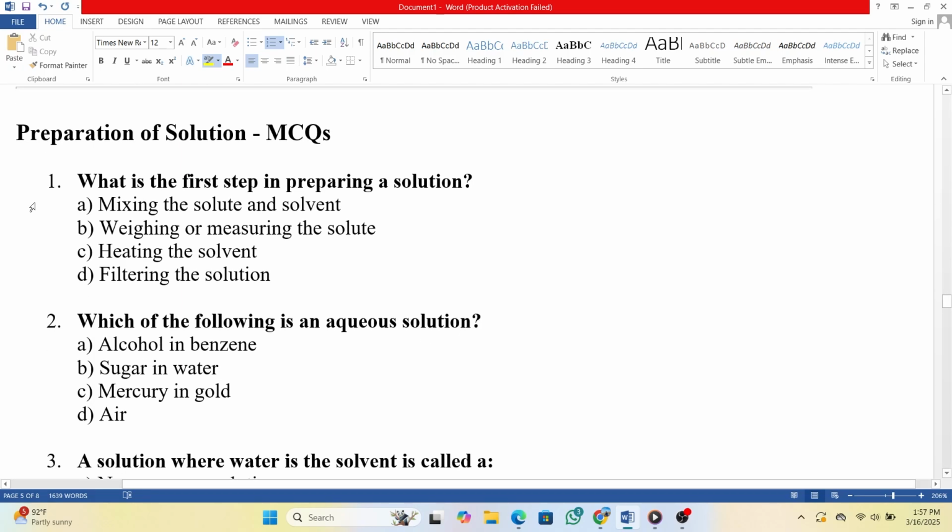1. What is the first step in preparing a solution? A. Mixing the solute and solvent. B. Weighing or measuring the solute. C. Heating the solvent. D. Filtering the solution. Answer, B.